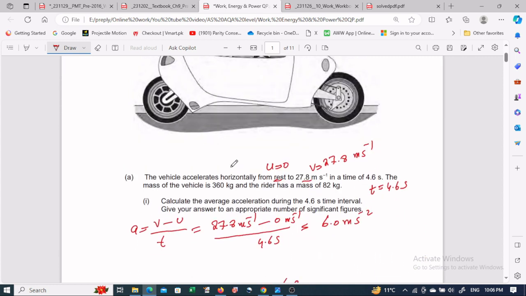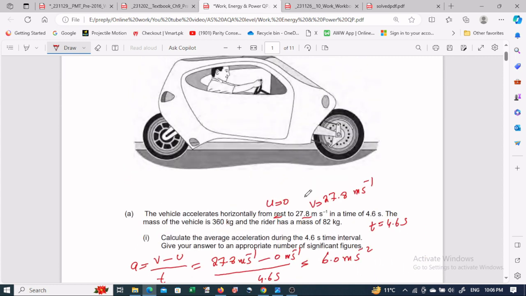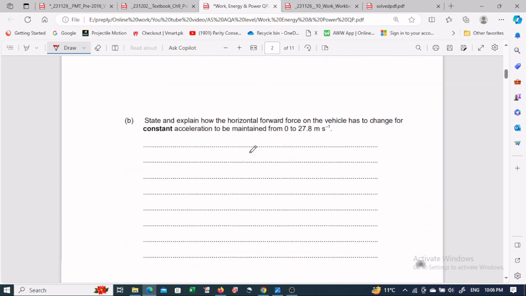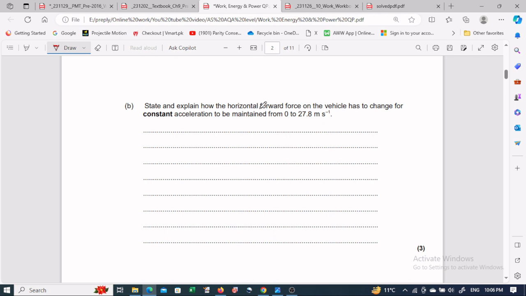So I repeat: in part A we found the acceleration, as the vehicle starts from 0, its end velocity is 27.8, and the time is 4.6 seconds. And in this part B we have found the force, the net horizontal force. Third in part B, state and explain how the horizontal forward force on the vehicle has to change for the constant acceleration to be maintained from 0 to 27.8. So we need to explain how the forward force changes during this journey.